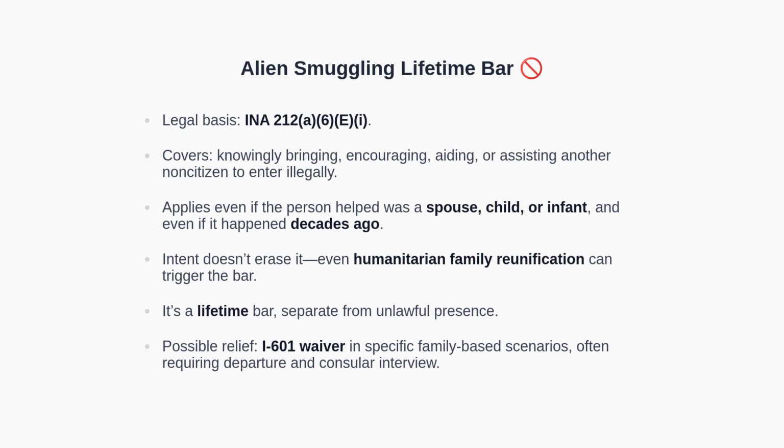Next, the alien smuggling lifetime bar is codified at INA 212(a)(6)(E). It applies to individuals who knowingly brought, encouraged, aided, or assisted another non-citizen to enter the United States illegally. Critically, it applies even if the person assisted was a close family member such as a spouse, child, or infant, and even if the event occurred many years ago. The humanitarian motive does not negate the inadmissibility. This is a permanent bar, distinct from the unlawful presence bars. Relief may be possible via an I-601 waiver, subject to specific qualifying relationships and a rigorous extreme hardship showing, typically completed through departure and a consular interview.